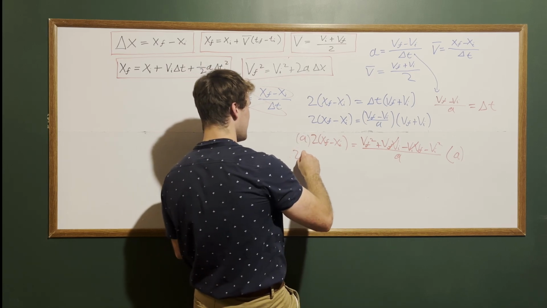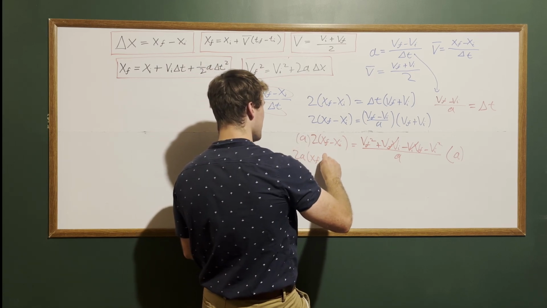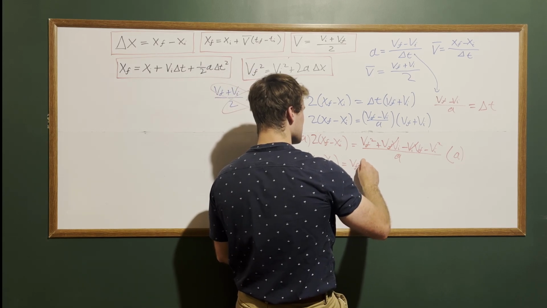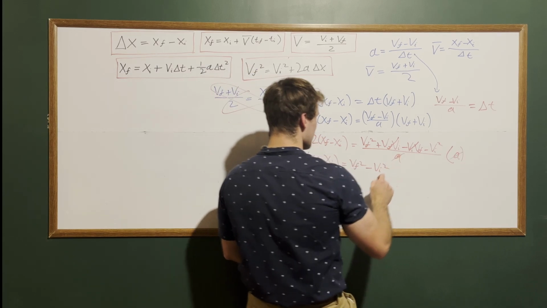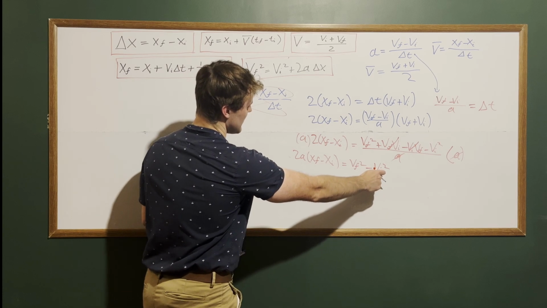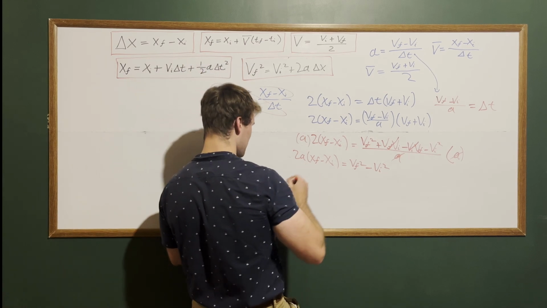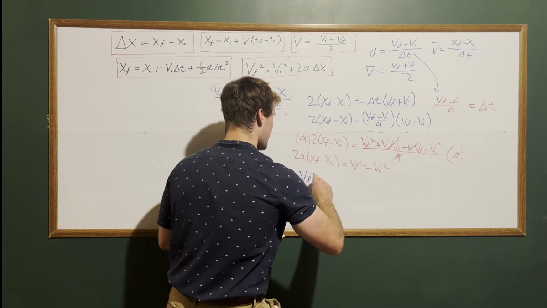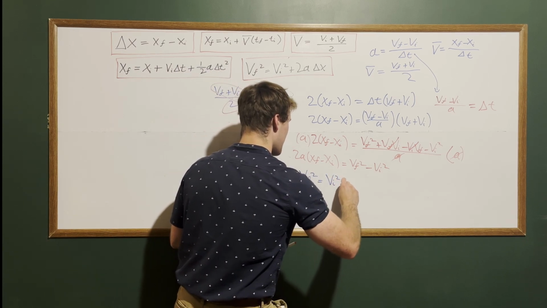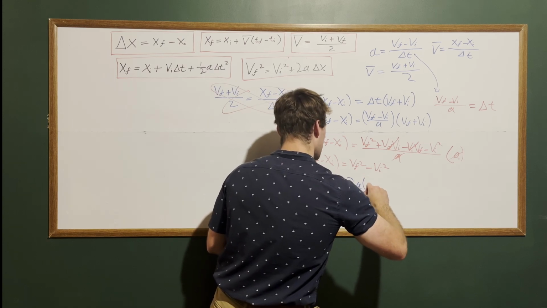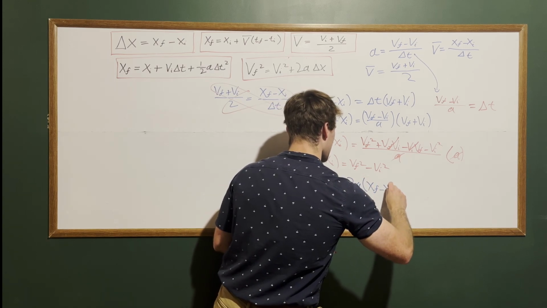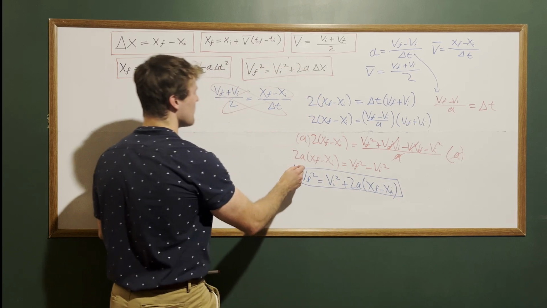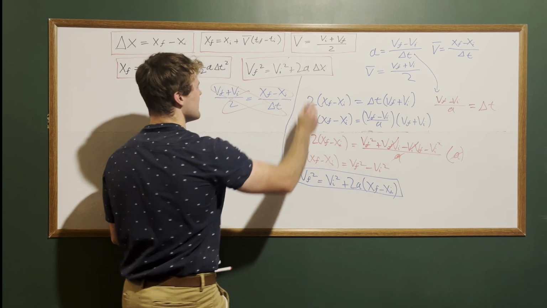Now we have 2A(xf - xi) equals vf squared minus vi squared. And final step, let's move this vi squared over to the other side. And of course, we end with vf squared equals vi squared plus 2A(xf - xi). All right, there it is. This equation is the same as this equation.